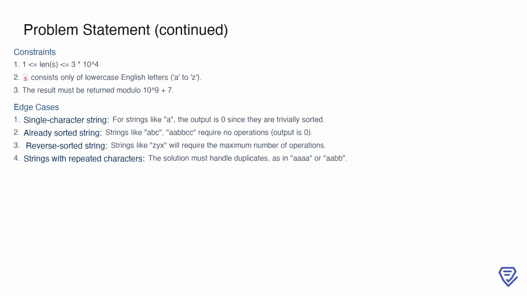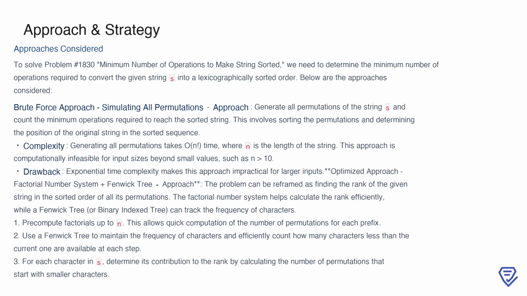To solve the problem of finding the minimum number of operations to make the string sorted, we considered different approaches. The first is the brute force method, where we simulate all permutations of the string. By generating all possible permutations, sorting them, and identifying the position of the original string in the sorted sequence, we can compute the number of operations required. However, this approach involves generating permutations, which has a factorial time complexity of O(n!). For strings of even moderate length, say n greater than 10, this becomes computationally infeasible, making it impractical for larger inputs.